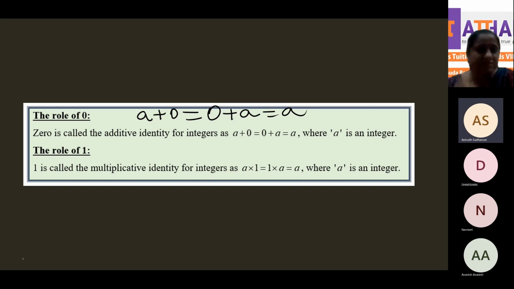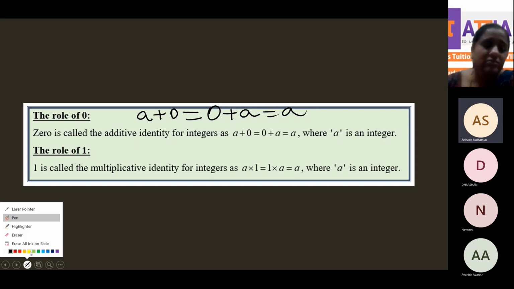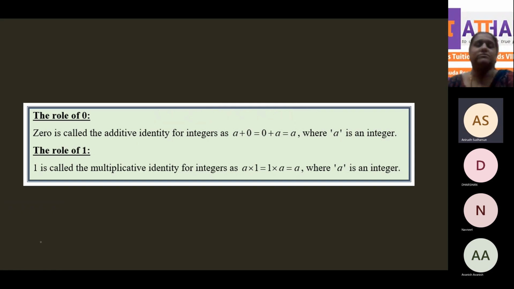So you're getting the same answer. That means 5 plus 0 is 5 and 0 plus 5 is 5 only. Correct. That's why 0 is called the additive identity. Additive because you're adding. Identity because same answer, identical answer. So you should remember this, 0 is called the additive identity for integers.